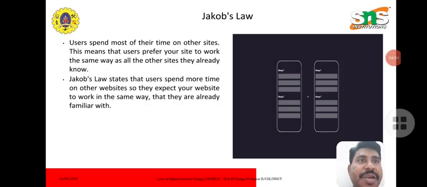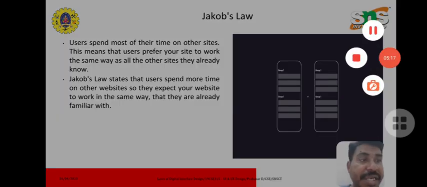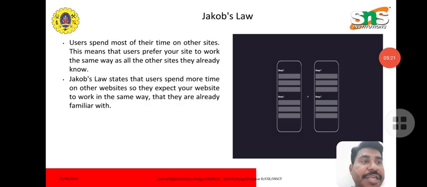Okay, so now we enter into Jacob's law. Users spend most of their time on other sites. This means that users prefer your site to work the same way as other sites they already know. Jacob's law states that users spend more time on other websites too, so they expect your website to work in the same way that they are already familiar with. So how can we create, and what are the ways to attract users into our site? This is Jacob's law.